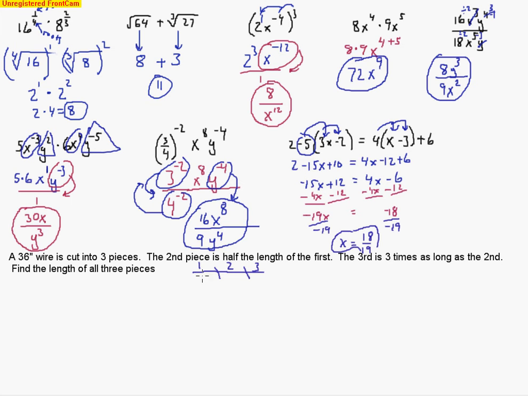So we know that, for instance, this piece I'll just call X, maybe this one Y, and this one maybe Z. So I know that all of these pieces, X, Y, and Z, if I was to add them all together, they equal 36. Well, this is a fine equation, but the problem with it is that we have different variables.